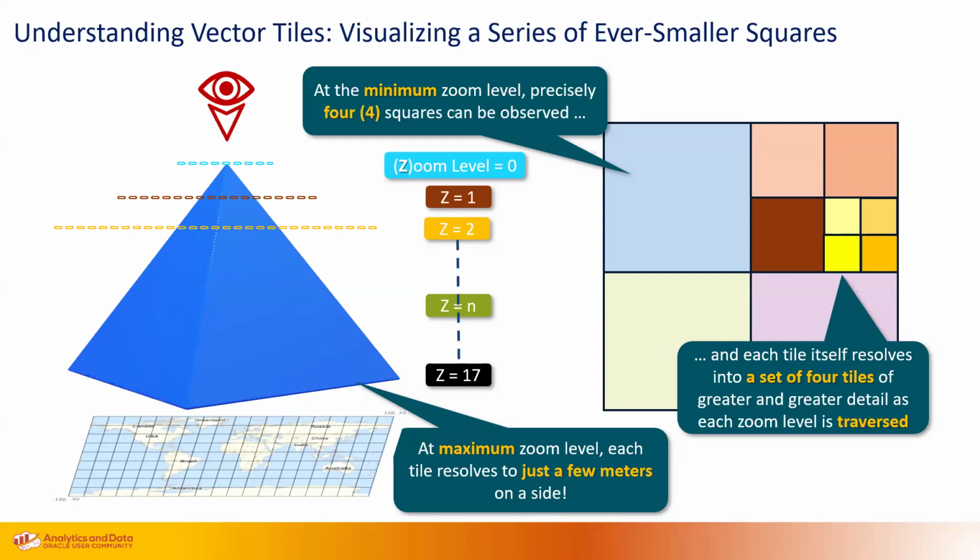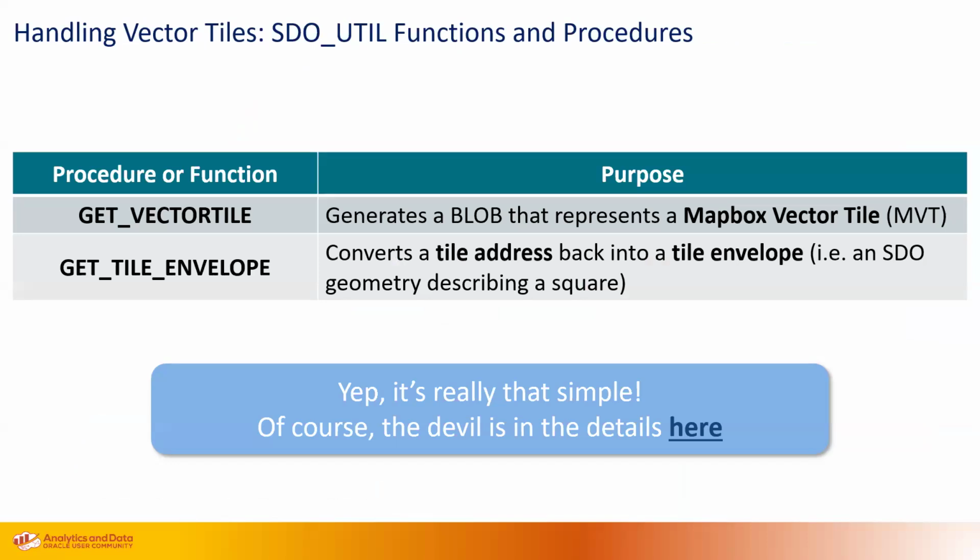So how does this work? Well, the nice thing about vector tiles is there's really only one function you need to know anything about. It's called get vector tile. It's going to return a blob. I'll show you what that looks like in a second. That represents what's called a Mapbox vector tile, or MVT. There's also a function called get tile envelope, and we'll occasionally use that to reference an existing vector tile and transform it back into the boundaries of that Mapbox vector tile.